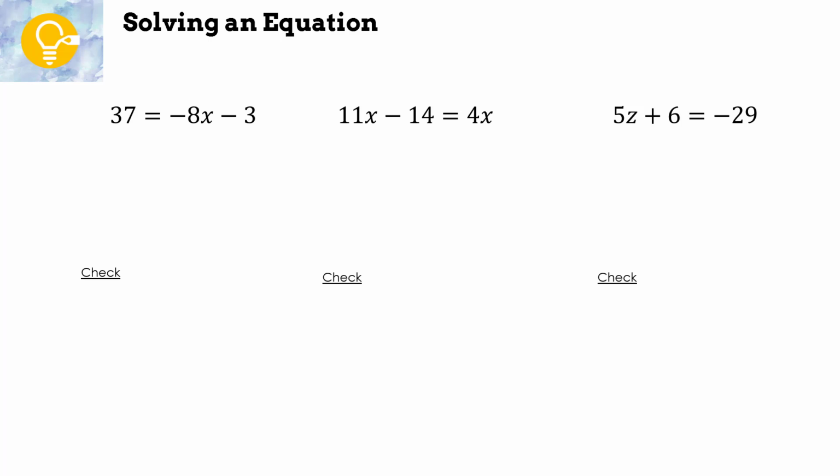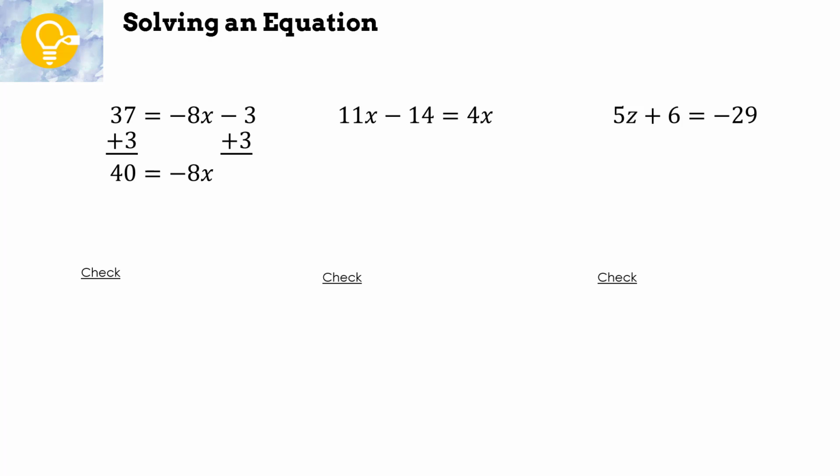So I need to get rid of the negative 3, or the subtract 3. What's the opposite of subtracting 3? Adding 3. So that's what we're going to do. 37 plus 3 is 40 equals negative 8x. Now remember, negative 3 plus 3 is 0, but we're not going to be writing the 0 anymore. Next, I have negative 8x. Well, we don't want that. We just want x. We want x to equal something.